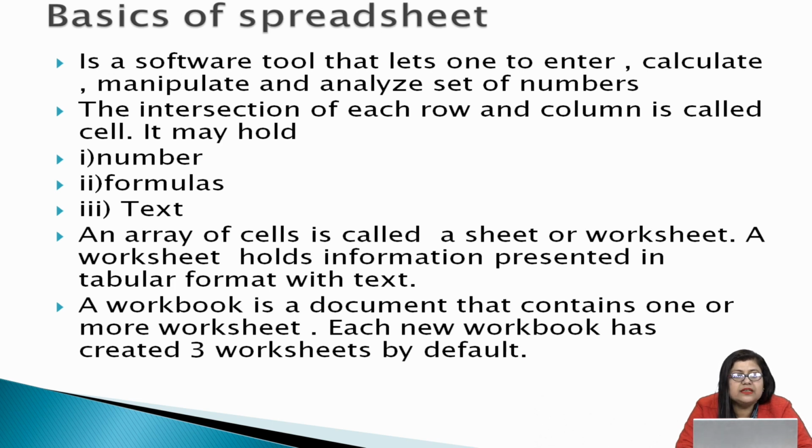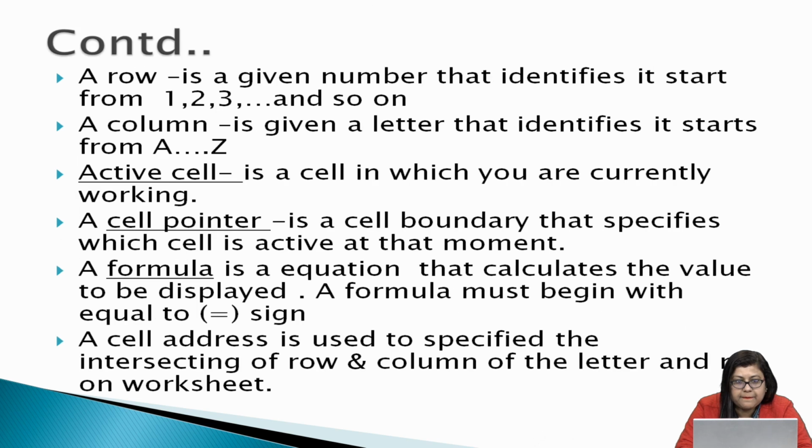An array of cells is called a sheet or worksheet. A worksheet holds information presented in tabular form with text. A workbook is a document that contains one or more worksheets. Each workbook has 3 worksheets created by default. Now, a row. A row is given a number that identifies it, starting from 1, 2, and so on. A column is given a letter that starts with A and so on till Z.